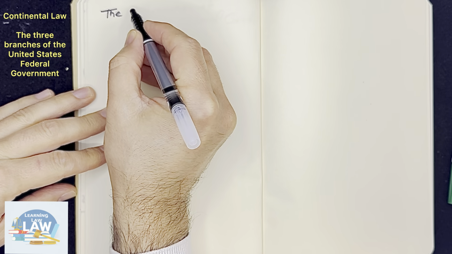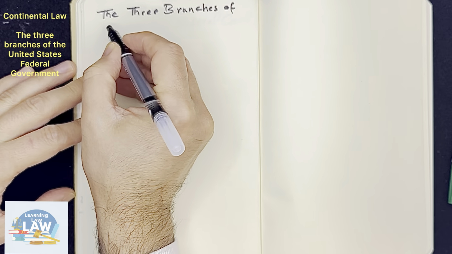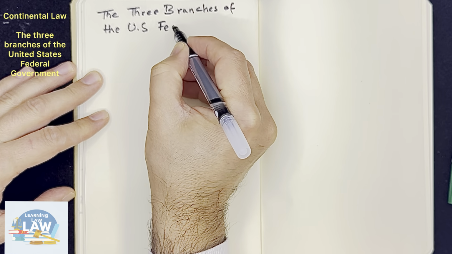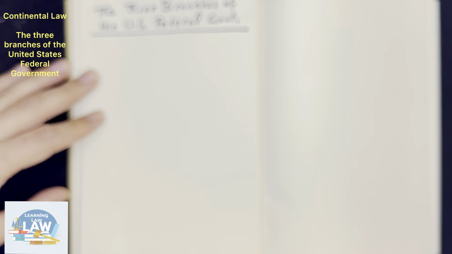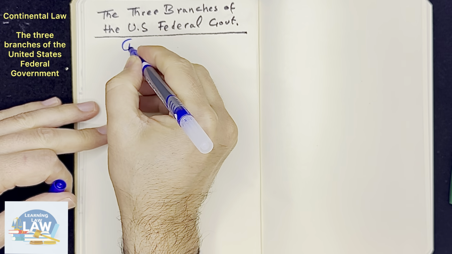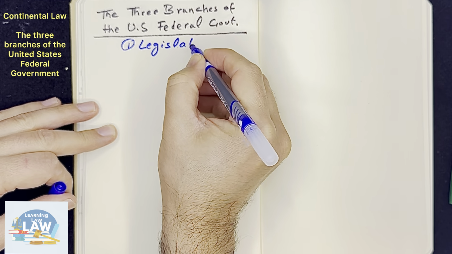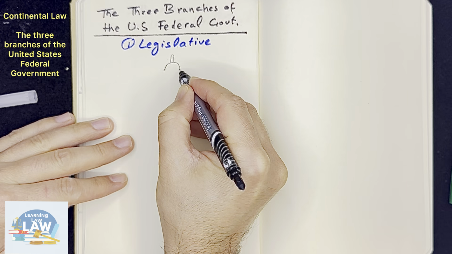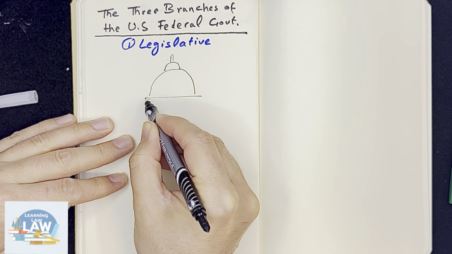Hello, everyone. Continuing with our constitutional law course, after a brief introduction and explanation on interpretation, we'll now discuss the three branches of the United States federal government in this video. First, we'll talk about the legislative branch, or the lawmakers. This is where ideas transform into law.